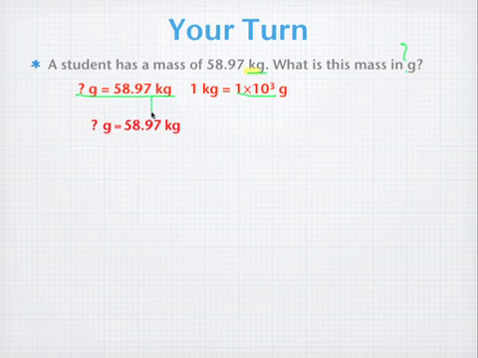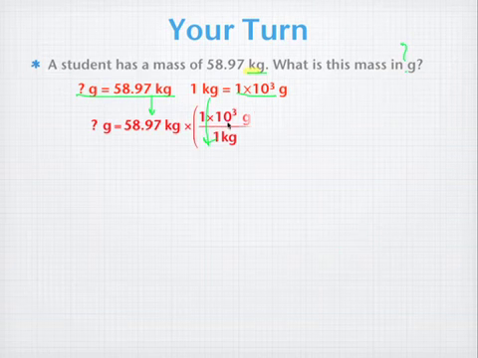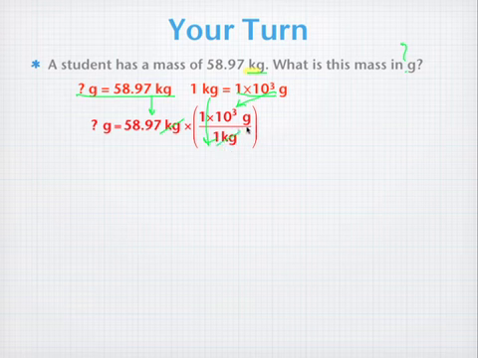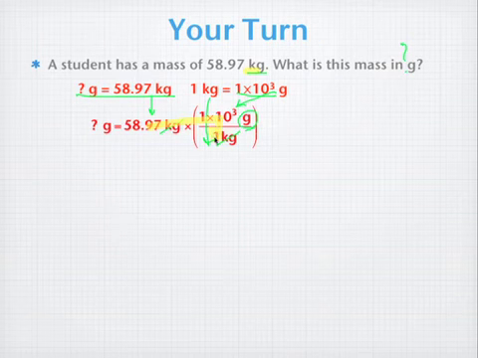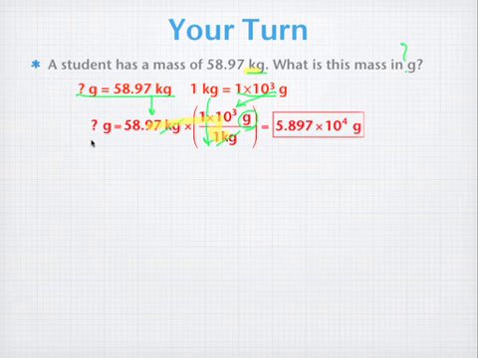58.97 kilograms. Bring this down. Kilograms goes into the denominator. 1 times 10 to the third grams goes into the numerator. Kilograms cancel. Now we have units of grams, which is what we want. Let's do our math. And the answer should be 5.897 times 10 to the 4th grams.